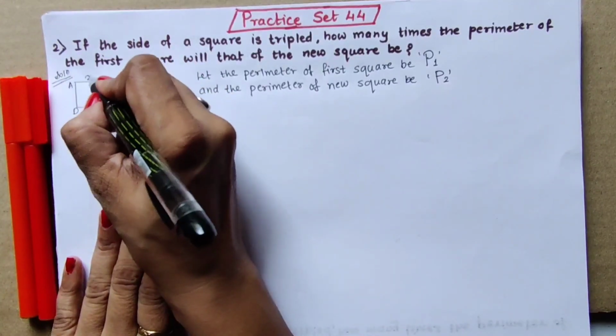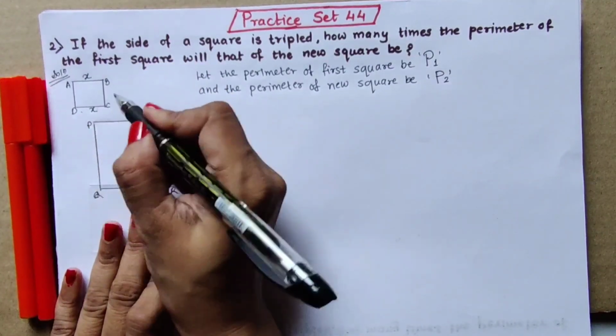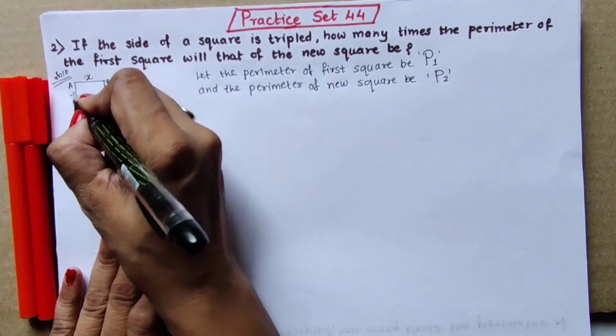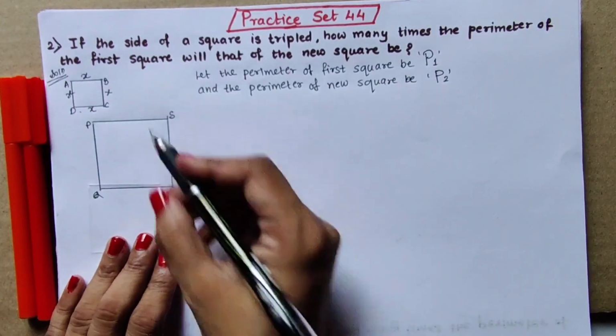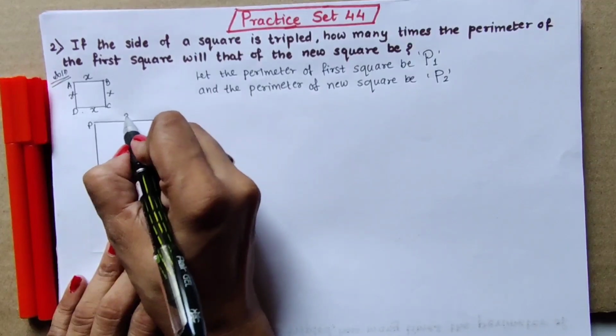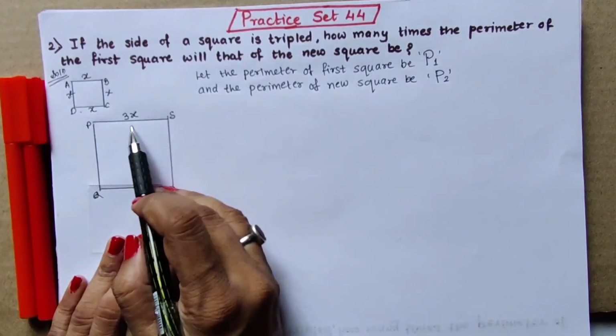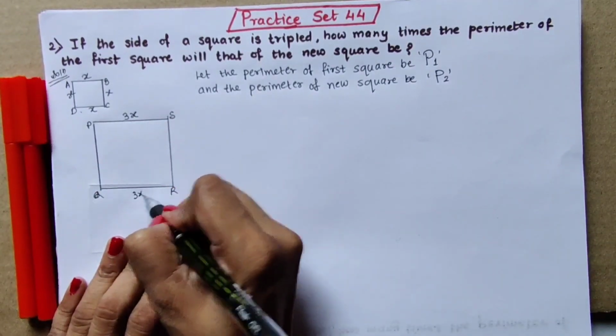It can be x. So one side is x, that means all the remaining sides will be x. Now the side is tripled in the new square. Triple means multiply by 3. So it has become 3x. So all sides will be 3x.